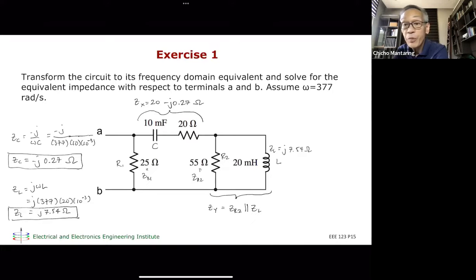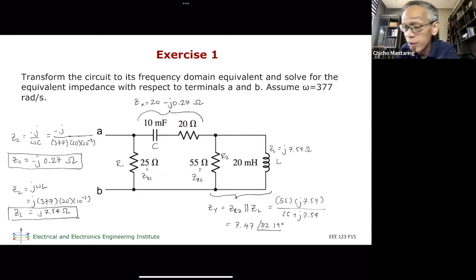Okay. So using your formula, product over the sum, because you have two impedances in parallel, this is going to be equal to 55 multiplied by j7.54 over 55 plus j7.54. When you press this on your calculator, practice that. Feeding this into your calculator, you're going to get Z_Y is 7.47 at an angle 82.19 degrees.